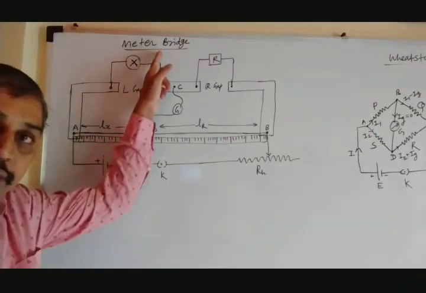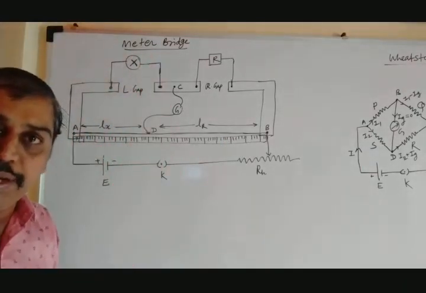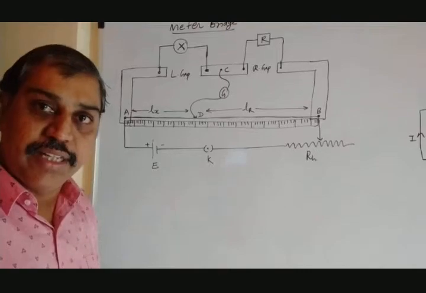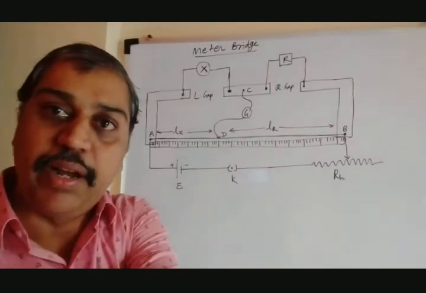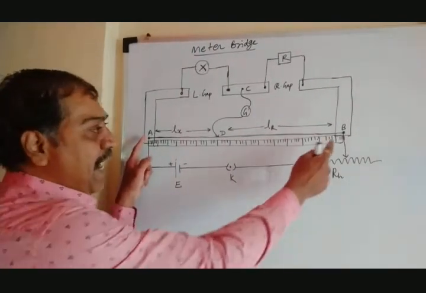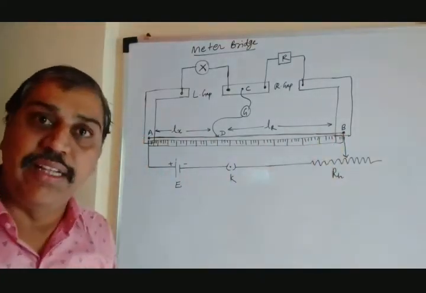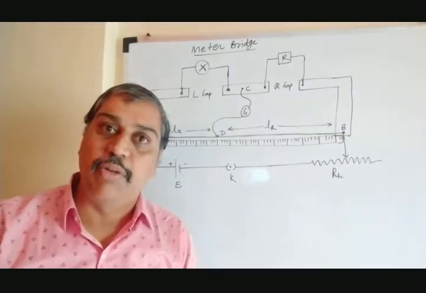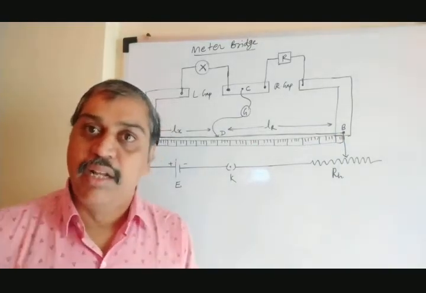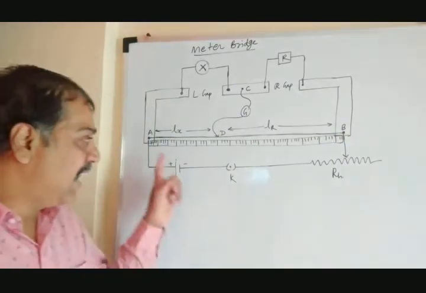So this is a meter bridge. It is said to be a meter bridge because the length of the wire used in this, the wire AB, the darkened wire we can see, is 1 meter long. That's why it is said to be a meter bridge. Is that clear? Along with this wire, the scale is marked.